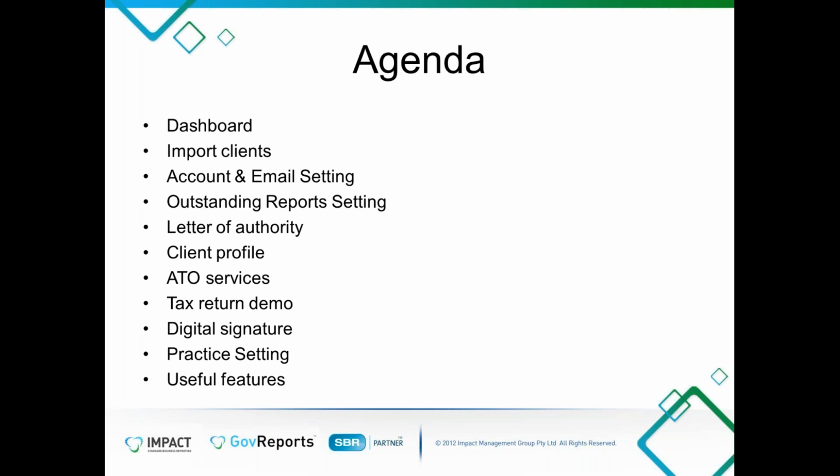We talk about letter of authority and client profile, what features are there that you can utilize, and of course then we go into some of the ATO services that you can also access directly from GovReports. Sandeep will then go through the tax return demo so you can see how easily it can be prepared, and then we talk a little bit about digital signature, which is incorporated into the system. And then, of course, if we have some time, we talk about the practice settings and some of the useful features that you can use.